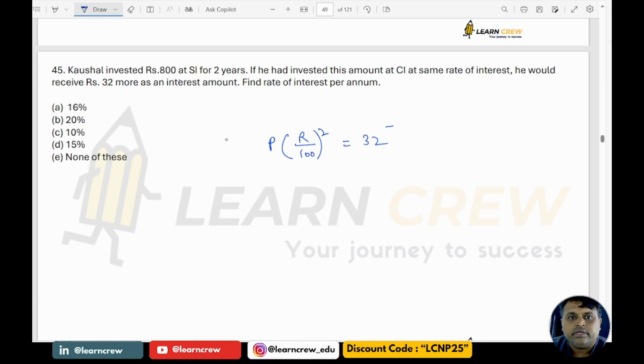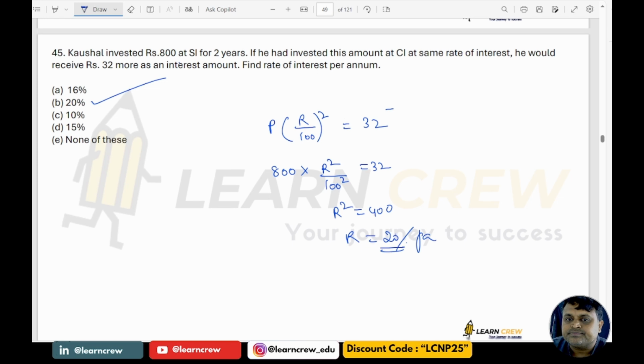Now you know P value is 800. So 800 into R square by 100 square is 32. So how much are you going to get here? 100 cancels, 8 4s are 32. So R square is equal to 400. You will get R as 20. So rate of interest is 20% per annum.